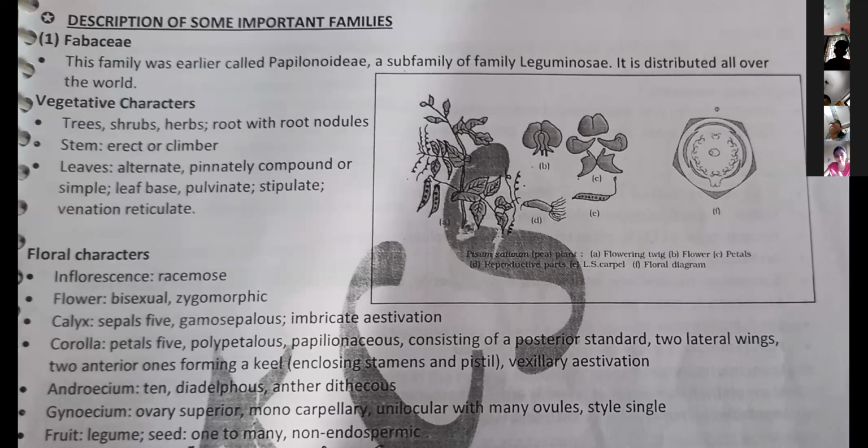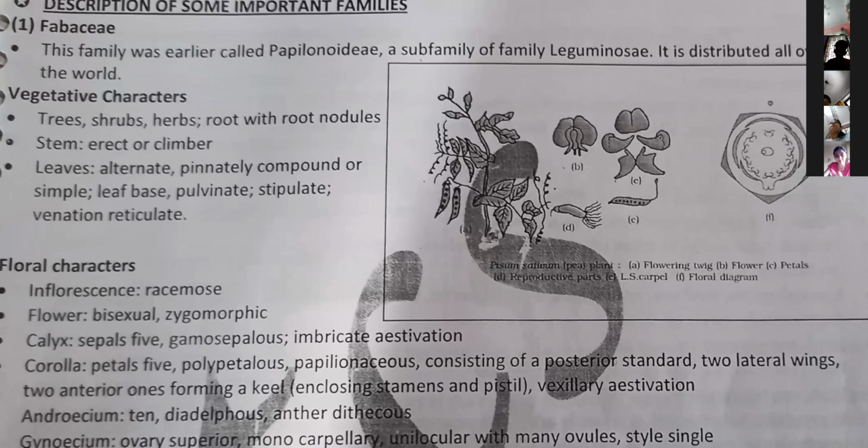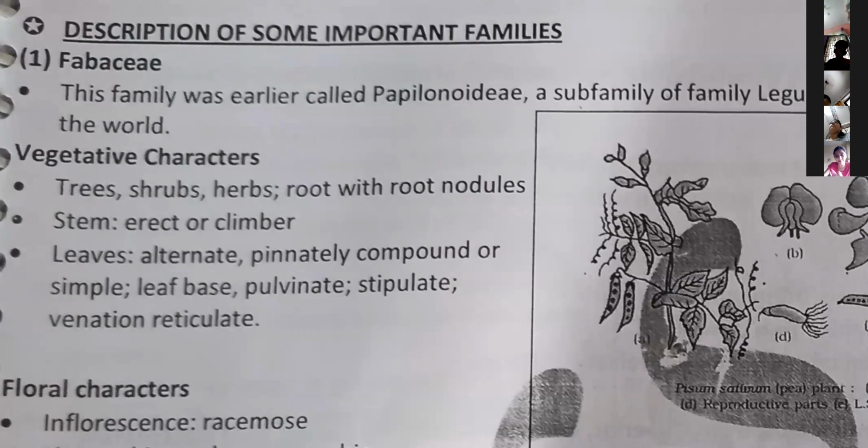Now their vegetative characters. The plants belonging to this Fabaceae family are, according to height, divided into three: herb, shrubs, and tree. All these three forms are available in this family. This we call the habit, and that they are all over the world, we call the habitat.